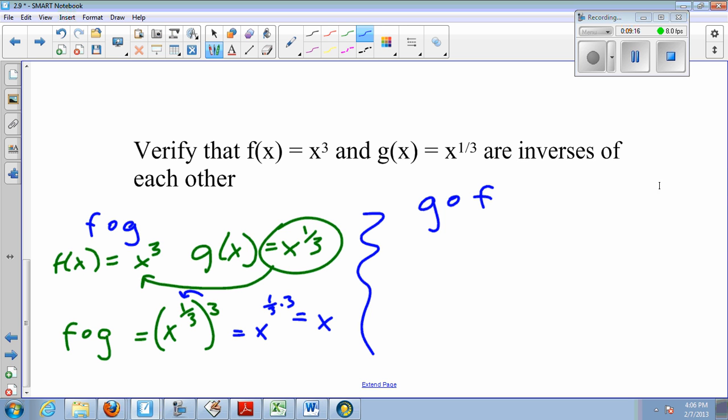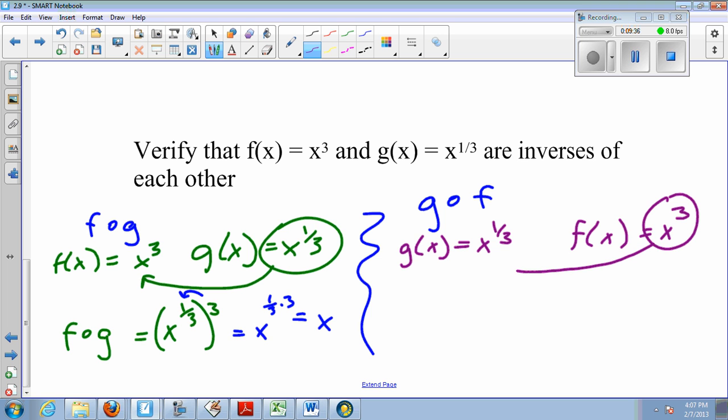Okay, so when we do g of f, we want the same outcome. We want x, which is also stated by our property. So g of x is x to the 1/3. f of x is x cubed. We're taking x cubed and plugging it in right here. So g of f takes x cubed to the 1/3, multiply the exponents. x to the 3 times 1/3 goes to x. Therefore, they are 1 to 1 inverses.